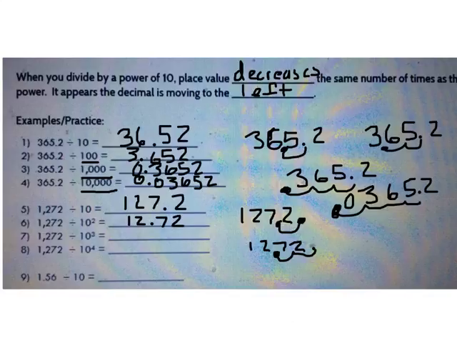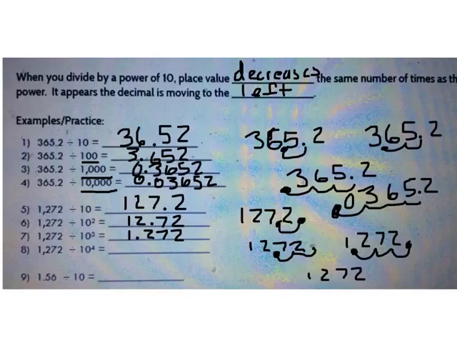What about 1,272 divided by 10 to the third power? Well, it appears the place value is decreasing 3 times. 1, 2, 3. So the answer is 1 and 272 thousandths. Look at number 8. 1,272 divided by 10 to the fourth power. It appears that place value is decreasing 1, 2, 3, 4 times. So the answer is 0.1272.